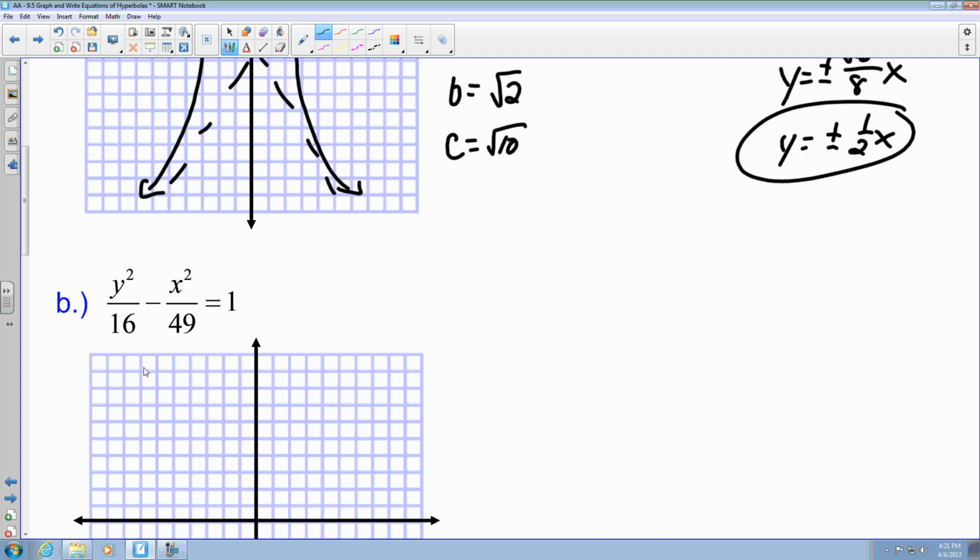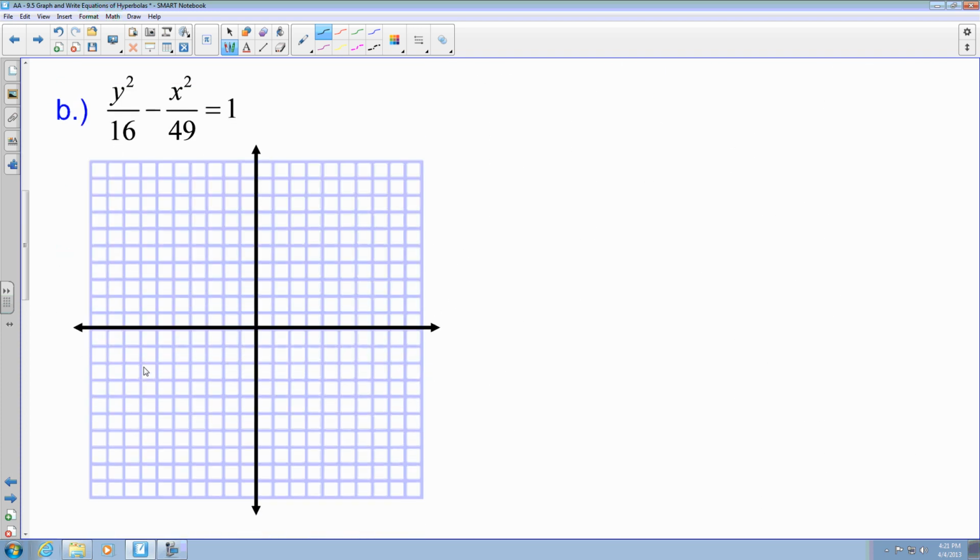Okay. The second one is I have y squared over 16 minus x squared over 49 equals 1. So from here, I know that this is denoted as a squared and this is denoted as b squared. So a ends up equaling 4 and b ends up equaling 7.